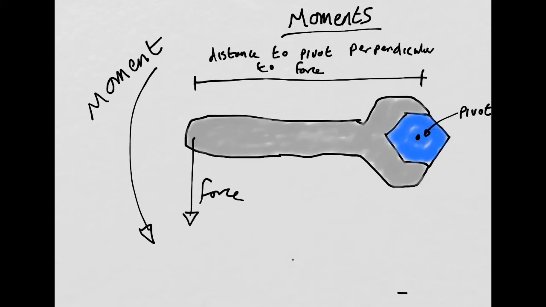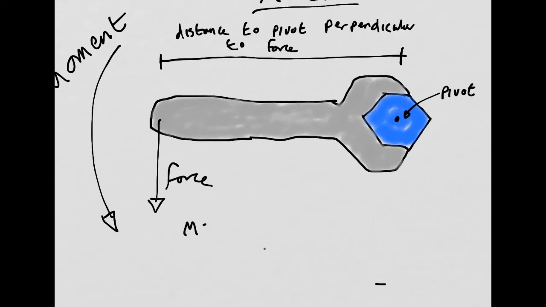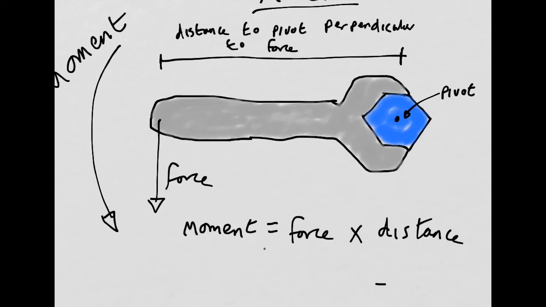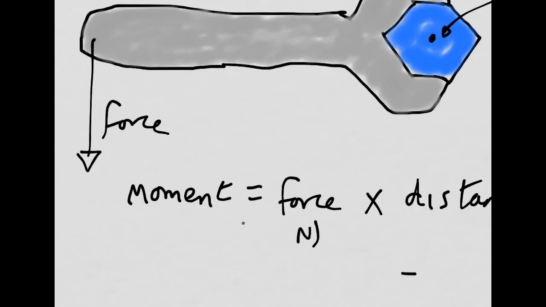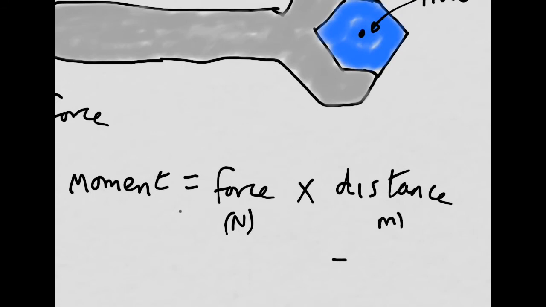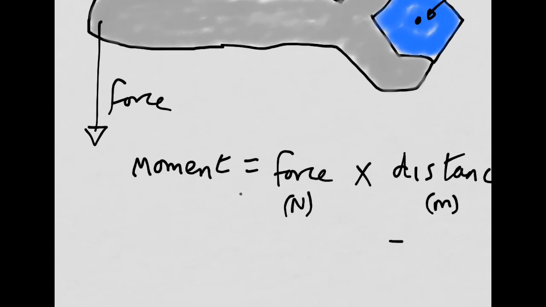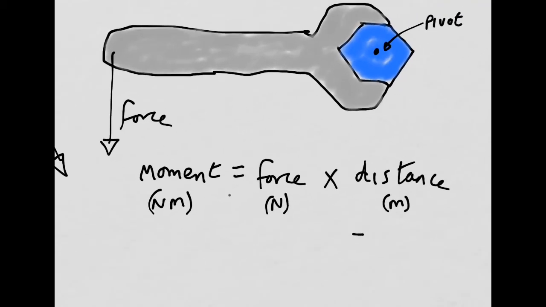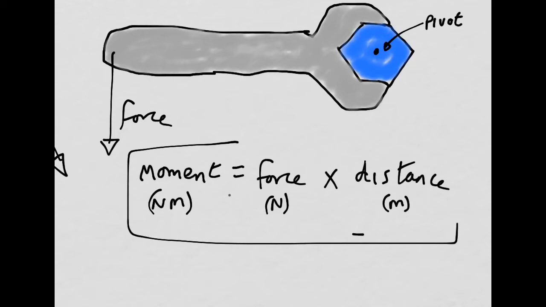Now the equation that we can use to relate these things together: in order to calculate the moment, we take the force, and we multiply it by that distance. Force is measured in newtons, of course. Distance is measured in meters, of course. Therefore, moment is newtons times meters, which is newton meters. There we go. So there's our equation. And this is an equation that you need to remember as well in the AQA spec.